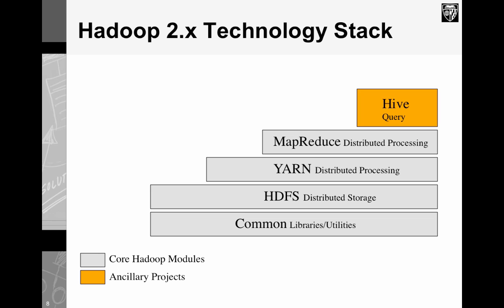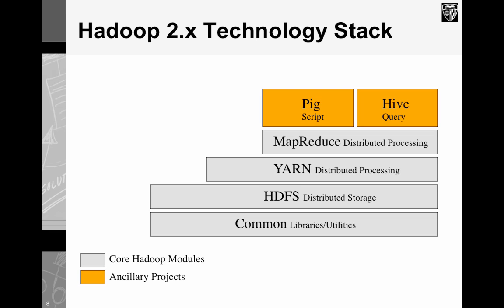Built on top of that is a high-level query language called Hive, where you can write your queries in SQL-like syntax, which will get translated into MapReduce programs, or use a data flow language called Pig scripts, which also get translated into MapReduce distributed processing.